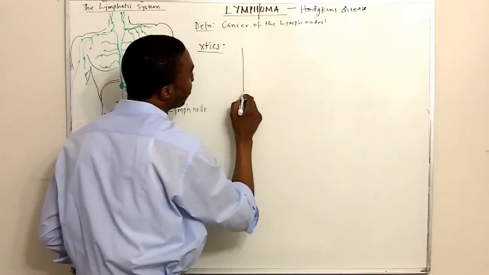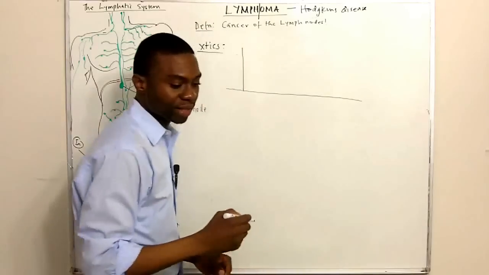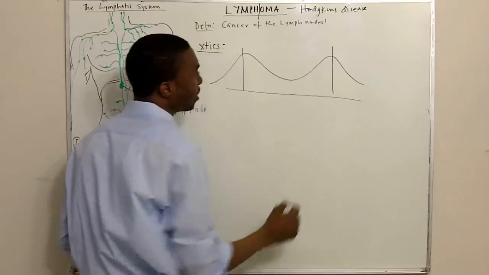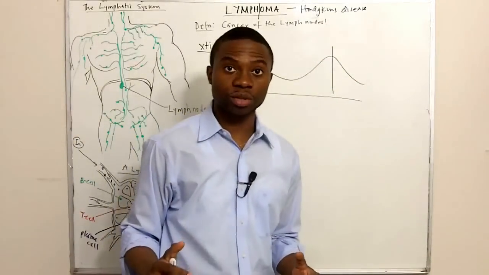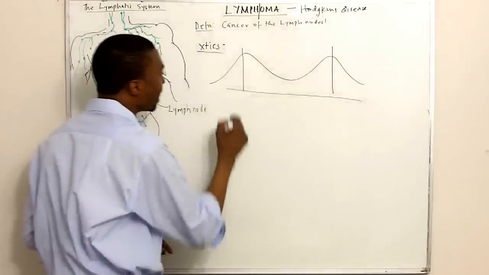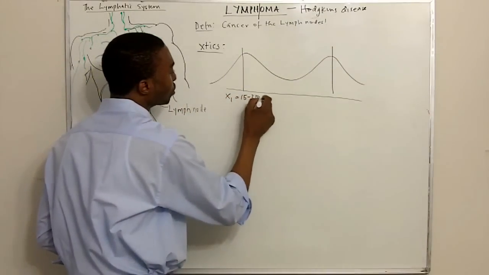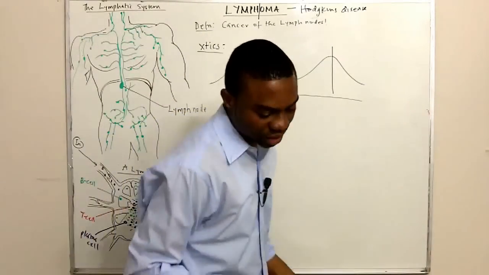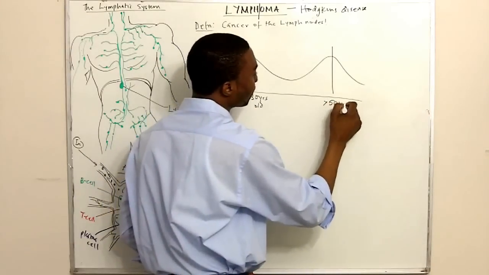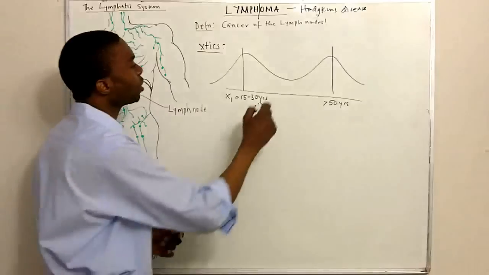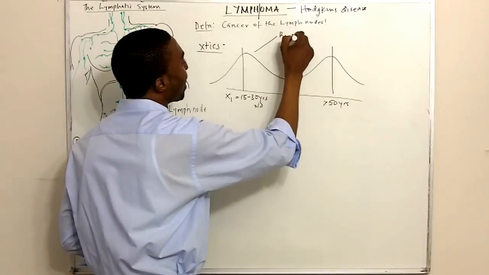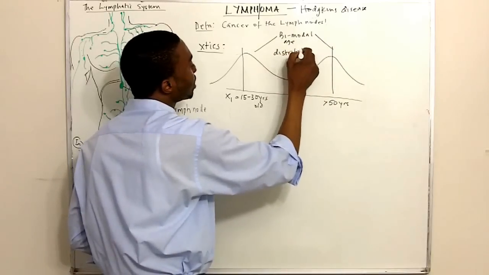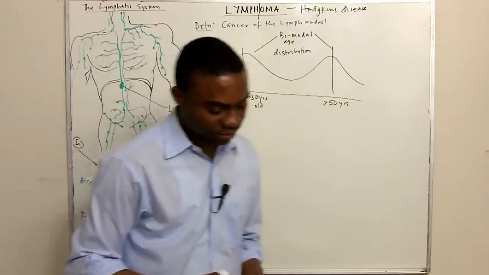When I say we have a bimodal distribution, it means it looks like this. It happens in two different age groups. The first age group is usually between 15 and 30 years old. Very young people. And later in life, patients that are over 50 years of age. That is why it's called a bimodal age distribution. Those are the patients that often get this disease.